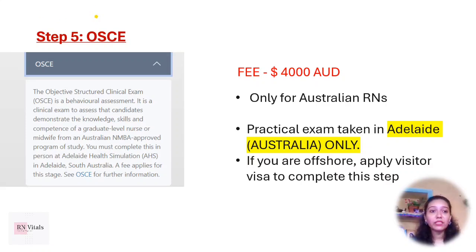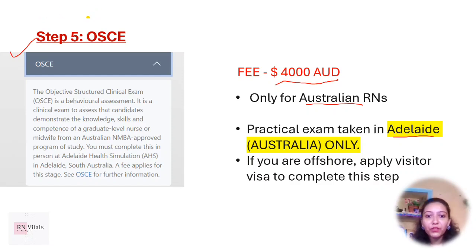Alright, so what is OSCE? Again, on the left hand side we have the AHPRA portal's OSCE details. Your fees here will be the maximum. You may say that this is the most expensive step in the entire Australian nurses journey. Now, again, I've written here it is only for Australian RNs. It is a practical exam taken in Adelaide, Australia only. Nowhere else, even in Australia, is this exam taken. Keep in mind, there's a lot of waiting and the application literally gets delayed for a lot of time.